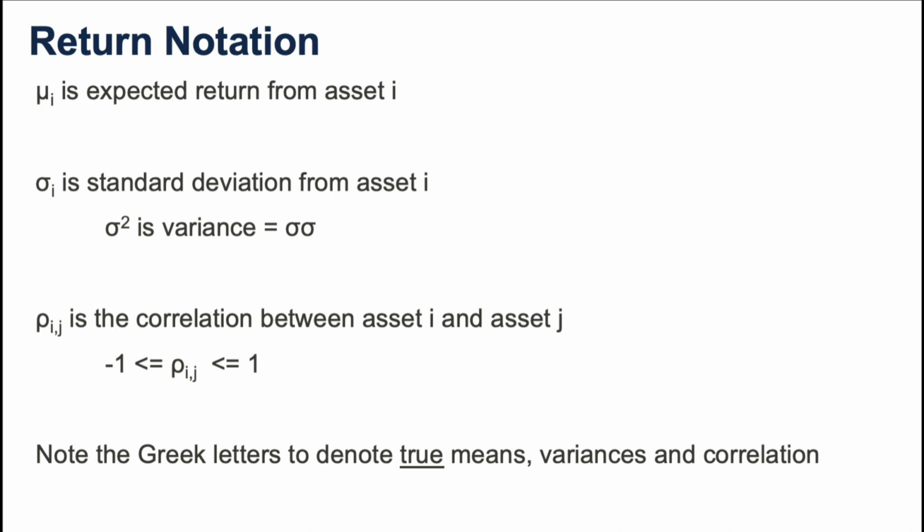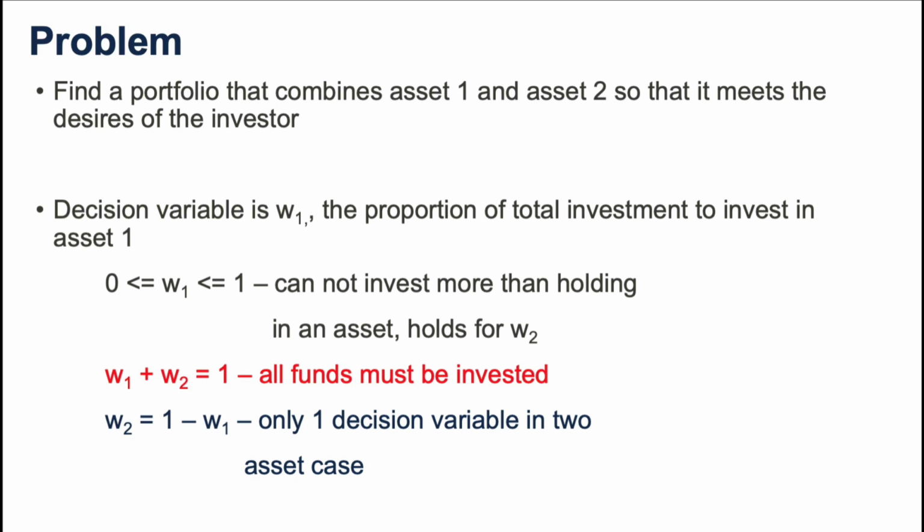All right, correlations range from 1 to -1. 1 is perfectly correlated, -1 is perfectly negatively correlated. That's what we're going to use to characterize our assets. And the big thing is the correlation again. We want to focus on that correlation as we're combining assets.